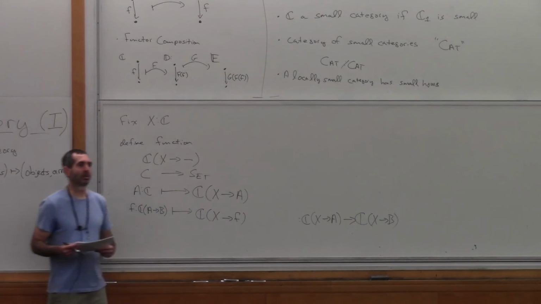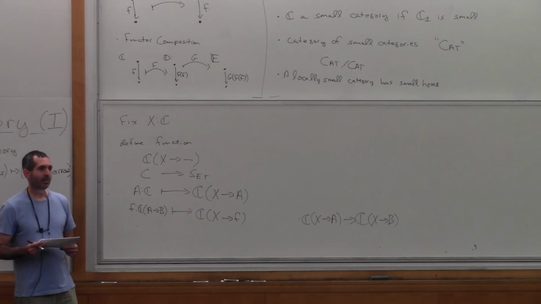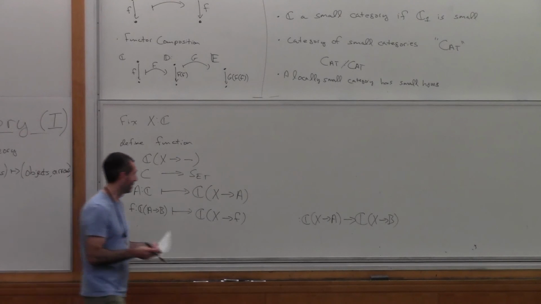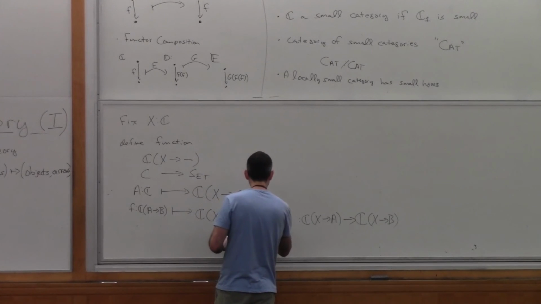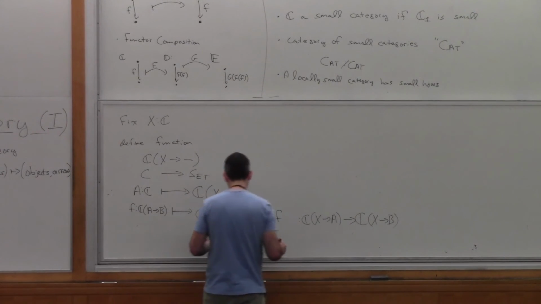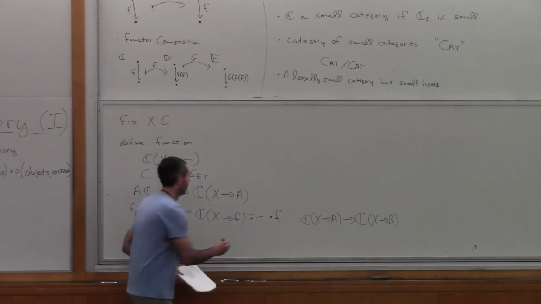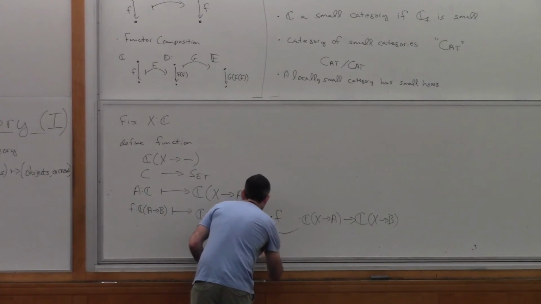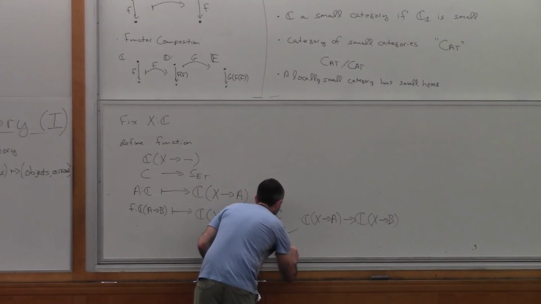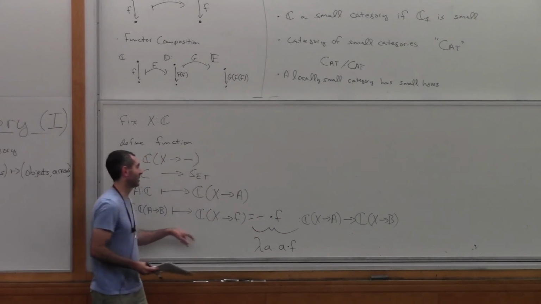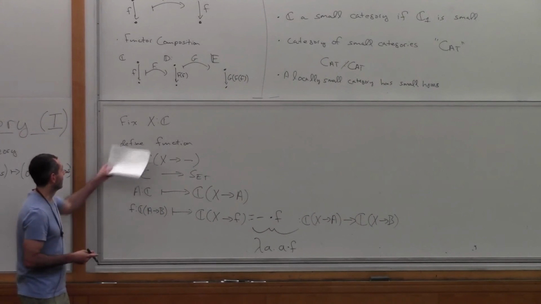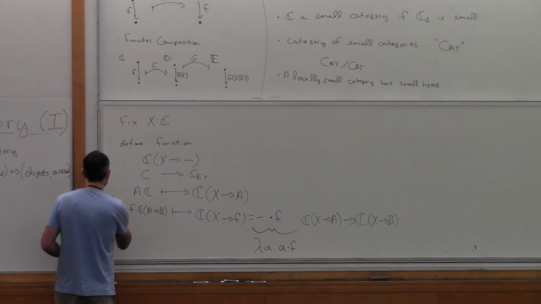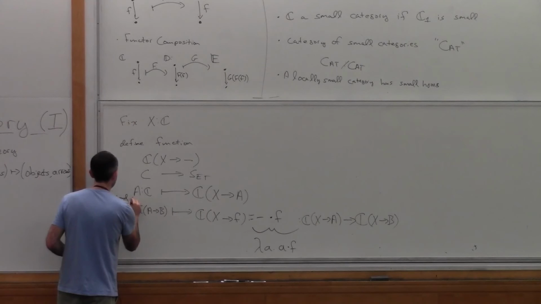Any thoughts on how we could do that? We have an arrow from A to B. We just compose them, right? So this is defined to be blank compose F, which is syntactic sugar for something like lambda A. A compose F. It just says take the argument and compose it with F. So we can define this function and extend it to a functor.